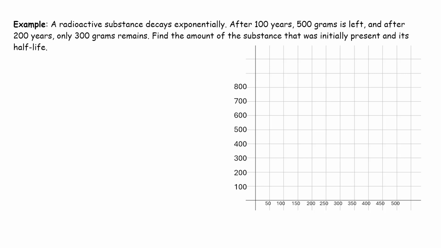Okay, this is another one with decay. A radioactive substance decays exponentially. After 100 years, there are 500 grams left, and after 200 years, only 300 grams remain. Find the amount of the substance that was initially present and its half-life.